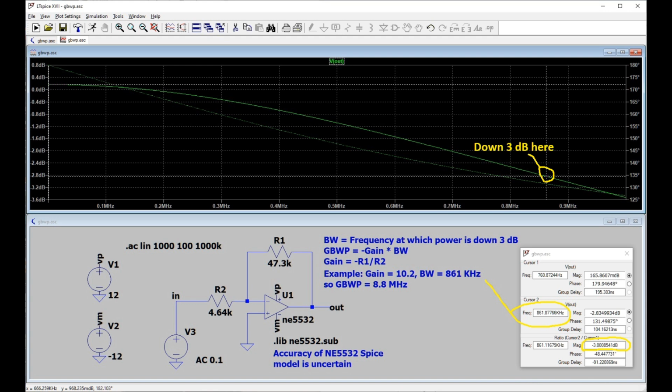So here's an example of the SPICE output, and you can see the cursors were used to find the point where the output signal is 3 decibels down, and then that gives us the bandwidth that we can multiply by the gain to get a gain bandwidth product, in this case of about 8.8 megahertz. But be aware that this is using an NE5532 SPICE model that I just got off the internet. I don't know how accurate it is.